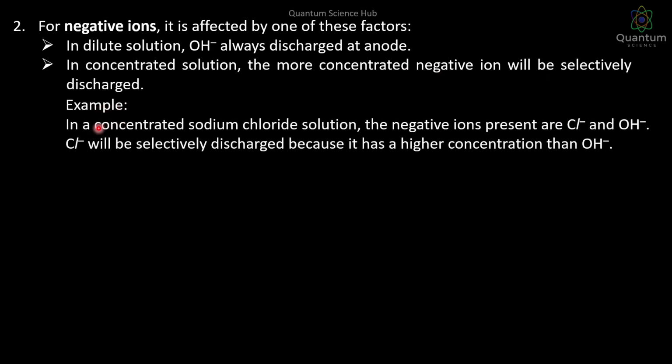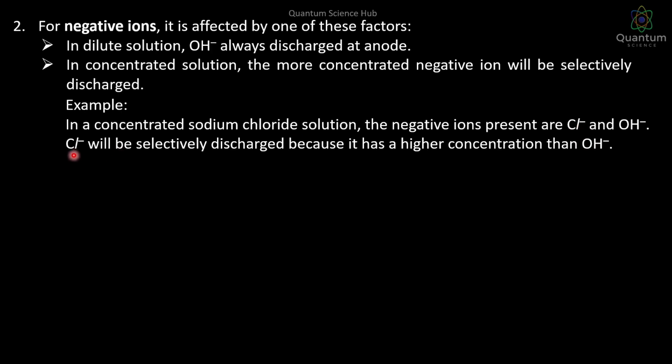For example, in a concentrated sodium chloride solution, the negative ions present are Cl- and OH-, right? So Cl- is from the substance and OH- is from the water. But it is concentrated, so that means it contains a lot of Cl- ions.